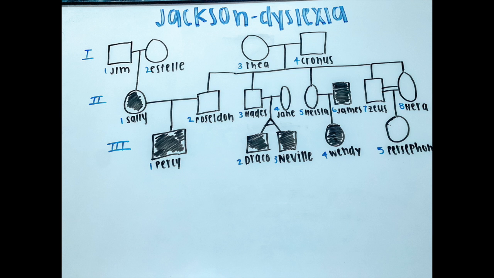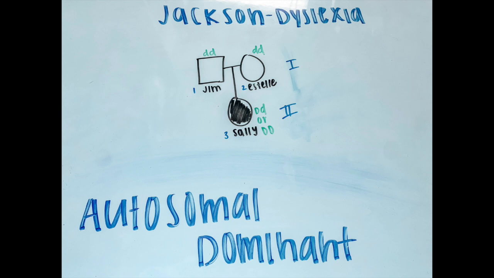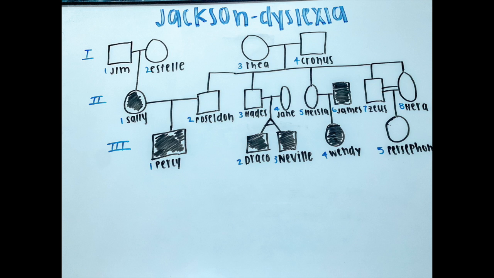So let's investigate. Looking at the pedigree, this trait is not autosomal dominant. This is because Sally has dyslexia and her parents do not. It is evident that Jim and Estelle are both carriers of the trait because they do not display the trait dyslexia, but Sally does. If the trait were dominant, the parents and Sally would have it. So let's try again. Autosomal recessive. I think this one works.